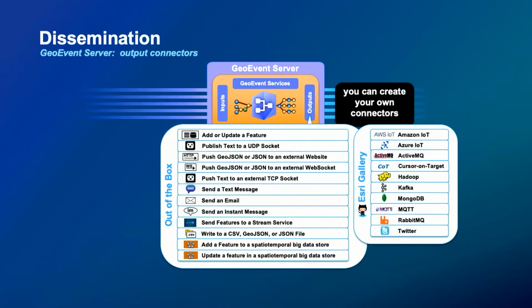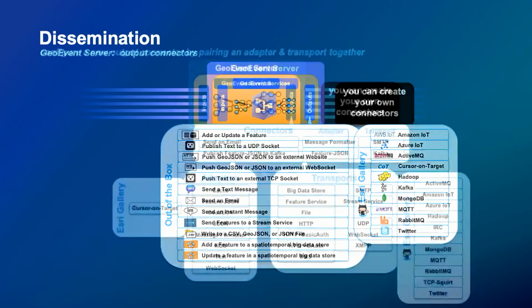The outbound connectors handle similar flavors of data as the inbound connectors, such as JSON and text over TCP, UDP, REST, or WebSocket. They have additional options, such as sending out emails and text messages. And most importantly, the ability to send GeoEvents to a spatiotemporal big data store and a stream service. There are also additional connectors on the Esri and partner galleries.